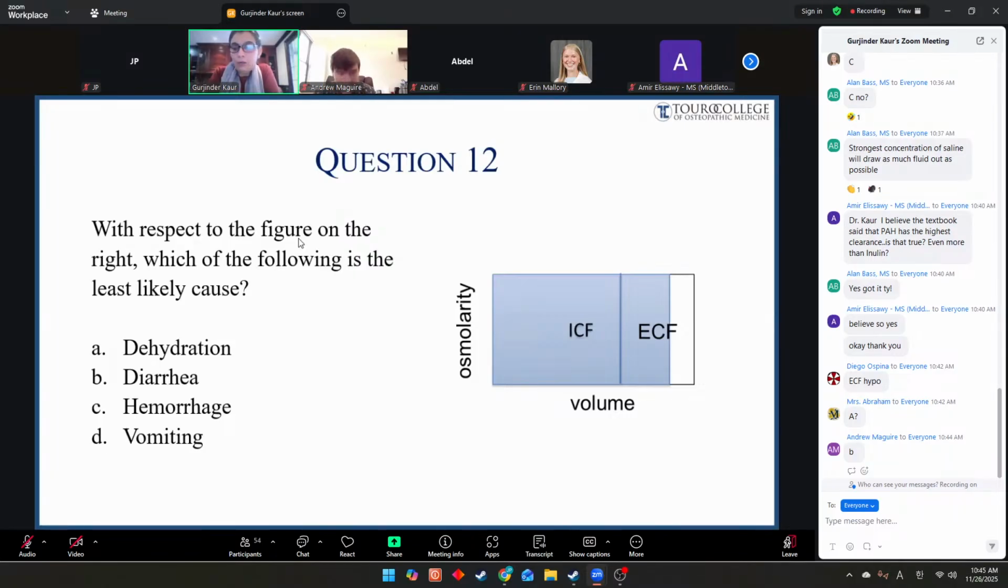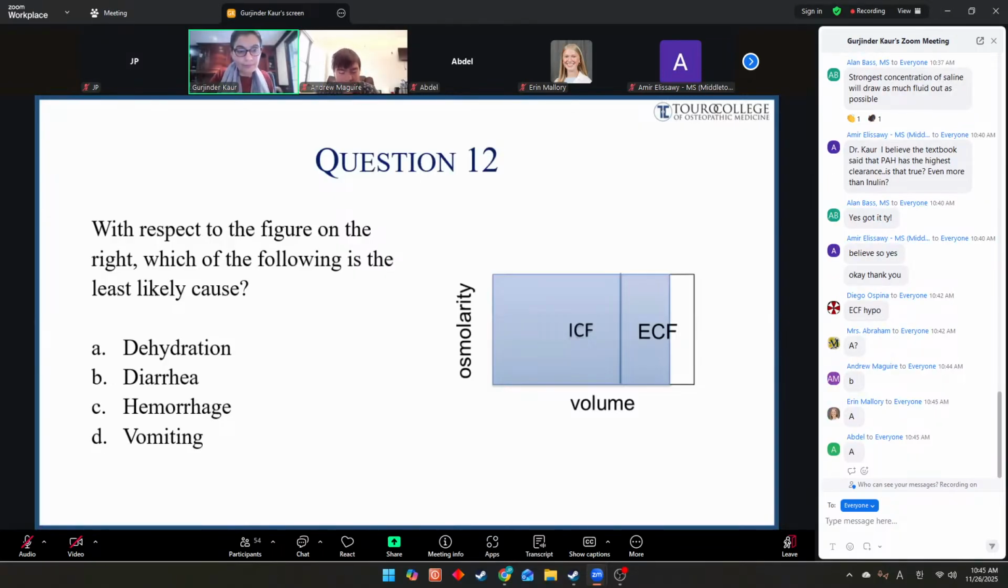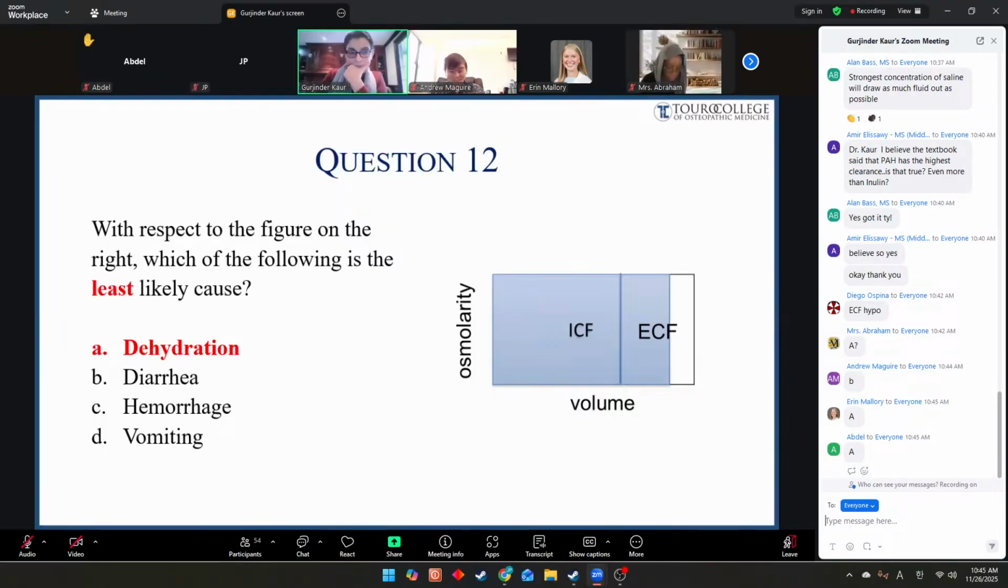Least likely, which one? Yes, Aaron, Abdul, A is correct. Very nice. Will you explain it, please, quickly, looking at the figure? A is the right answer.